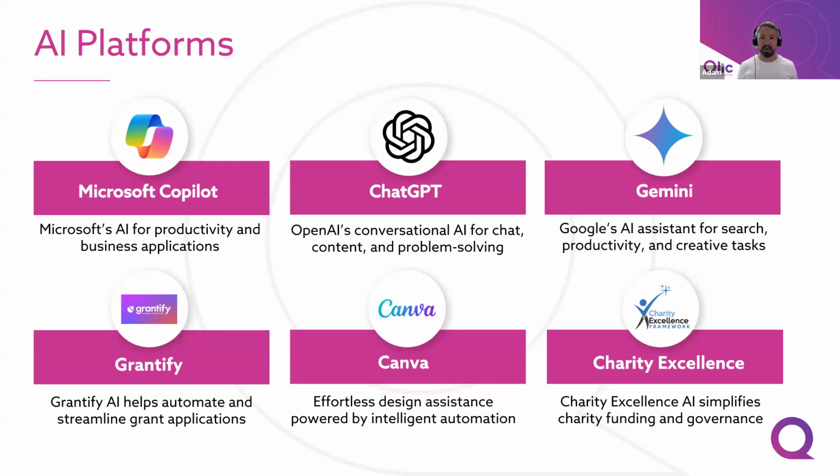Grantify is an AI-powered grant application platform, breaking down intricate grant applications into manageable steps and providing real-time drafting assistance. Really powerful. Canva is great for design work, websites, social media, and you can actually build a website in Canva and create it and launch it today. Charity Excellence has a number of AI tools built into their site to help you find funding pots, write bids, and get charity-specific real-time information and advice.